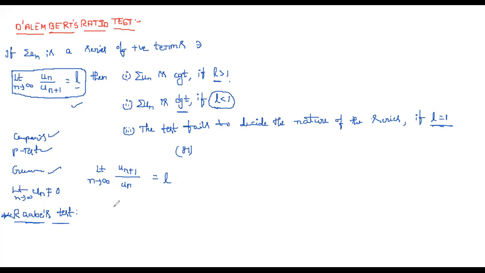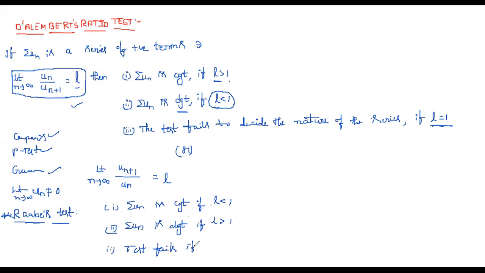Summation u_n is convergent if L less than 1, and summation u_n is divergent if L greater than 1. And third one, the test fails if L is equal to 1.